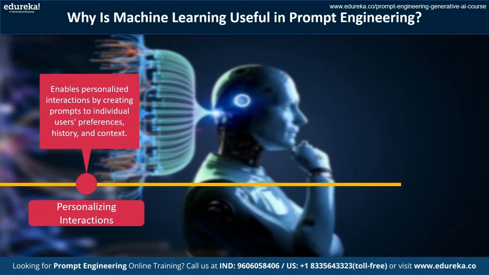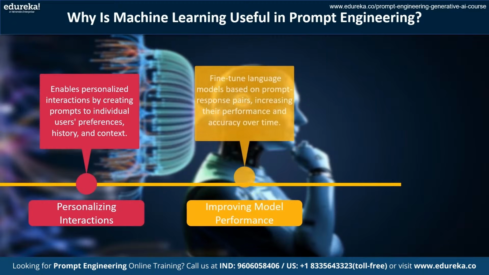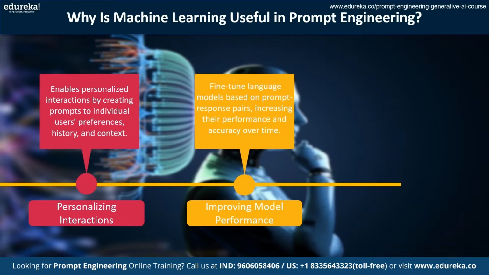Machine learning enables personalized interaction by creating prompts tailored to individual users' preferences, history, and context. This personalization increases user engagement and satisfaction with language model interaction. Next, improving model performance. Machine learning algorithms can be used to fine-tune language models based on prompt-response pairs, increasing their performance and accuracy over time. Language models can be trained on a variety of datasets and prompts to produce more relevant and contextually appropriate responses.